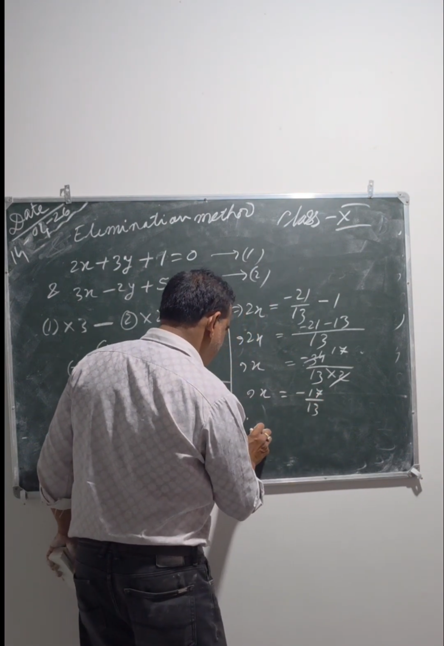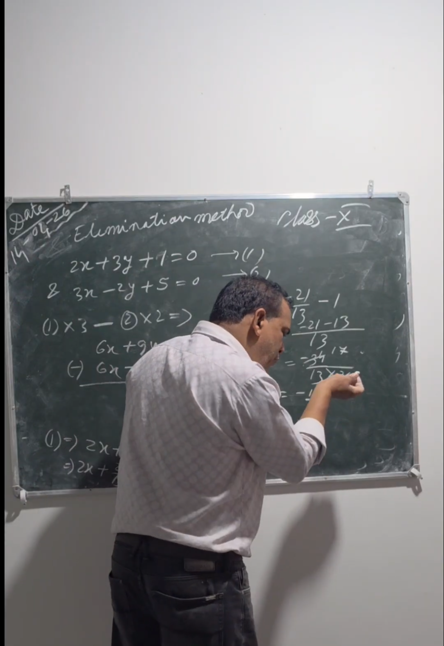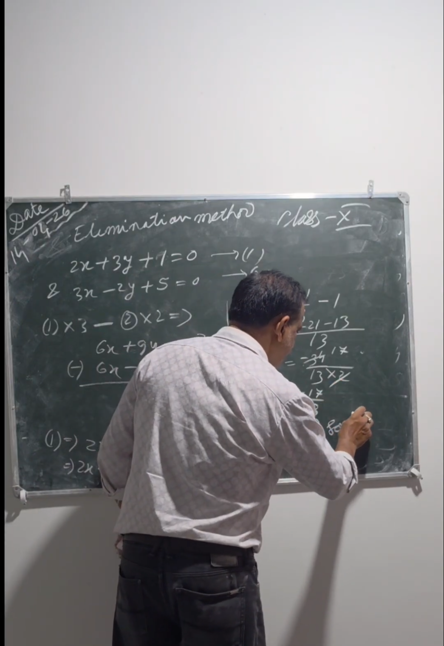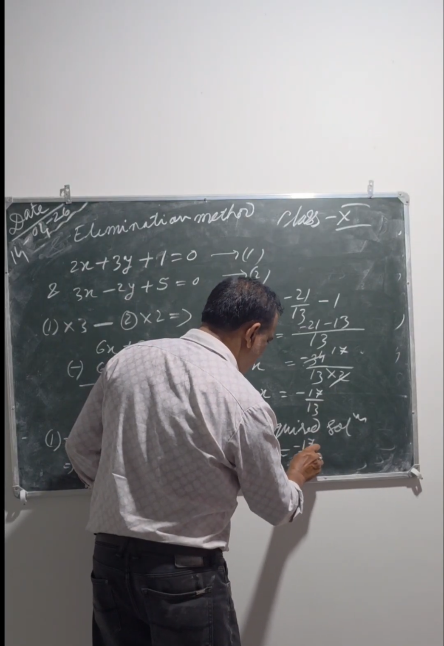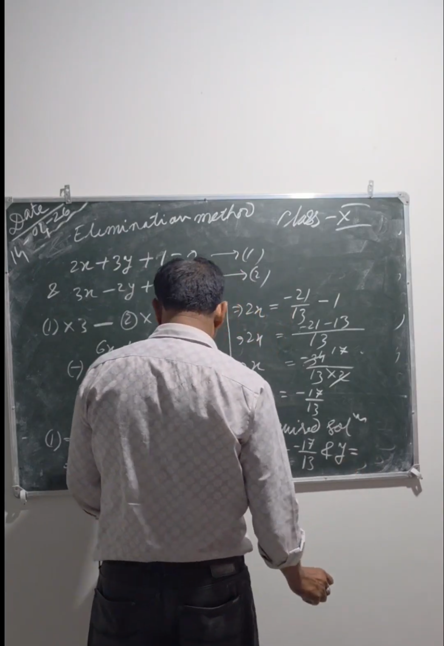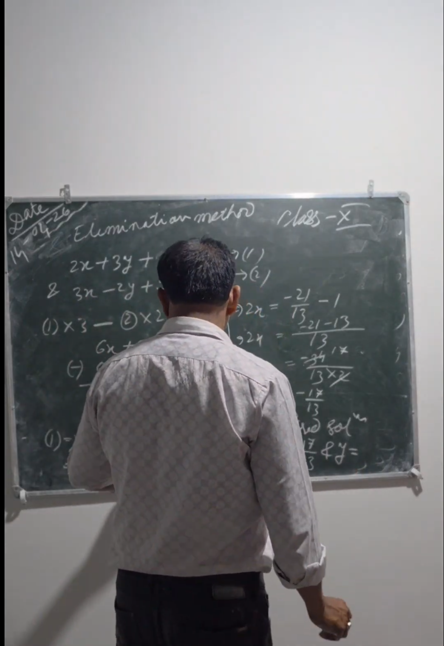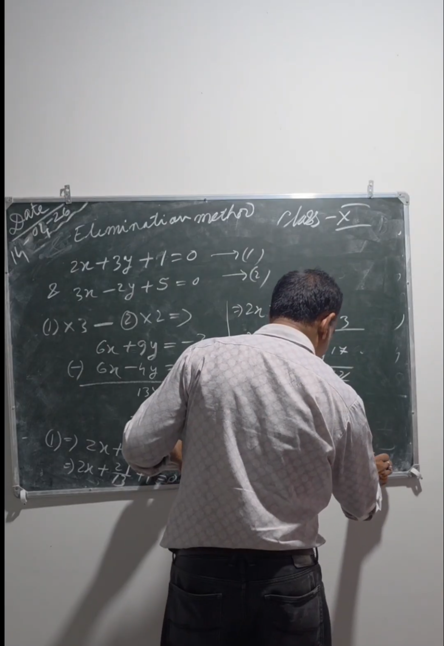Therefore, the required solution is the value of x equal to minus 17 by 13 and the value of y equal to 7 by 13.